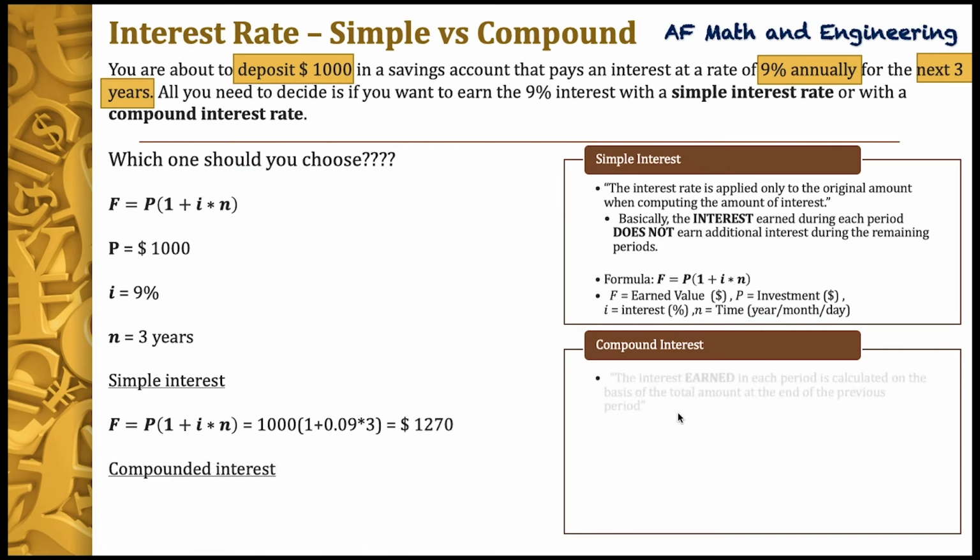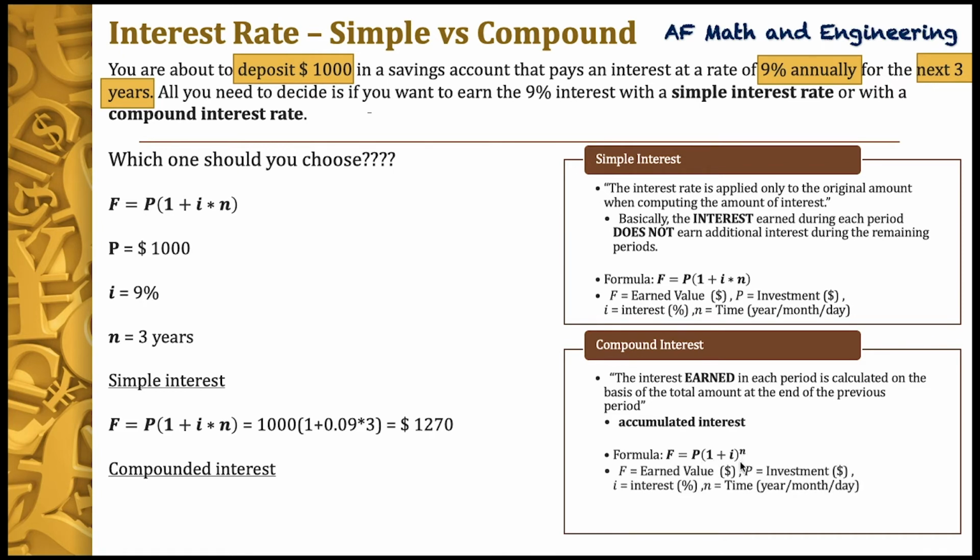Compound interest is the interest earned in each period, which is calculated on the basis of the total amount at the end of the previous period. The interest will be accumulated interest, and that's the main difference between compound and simple. Our formula for that is F equals P brackets 1 plus I to the power of N, where our abbreviations are the same for both simple and compound interest.